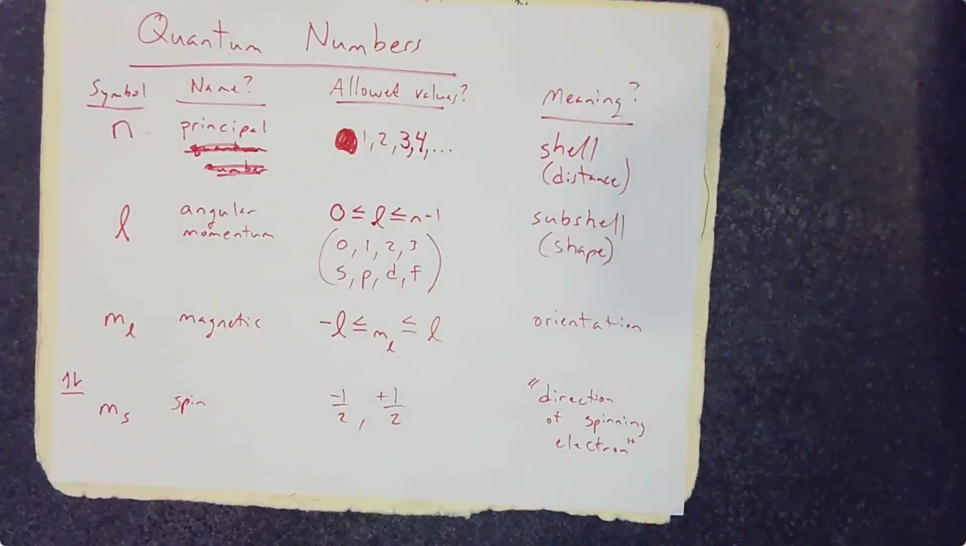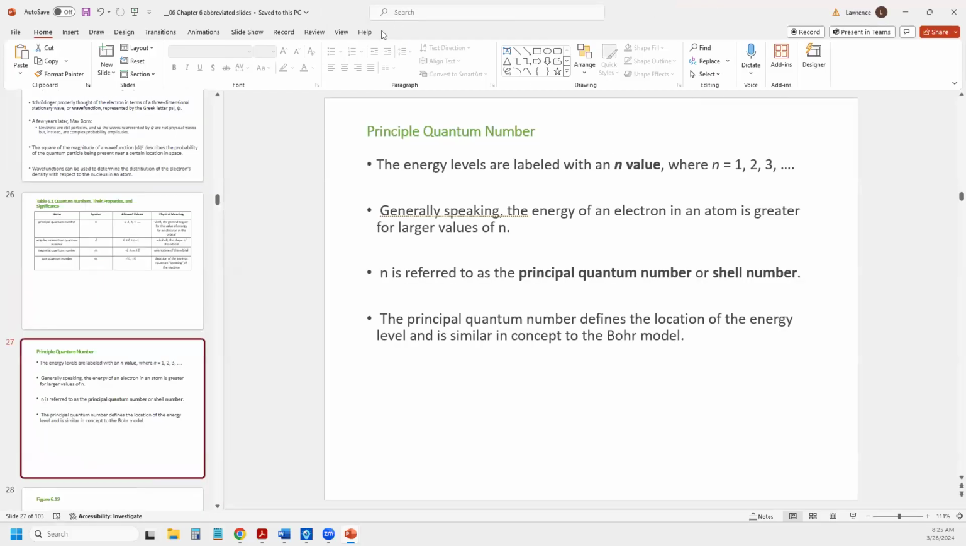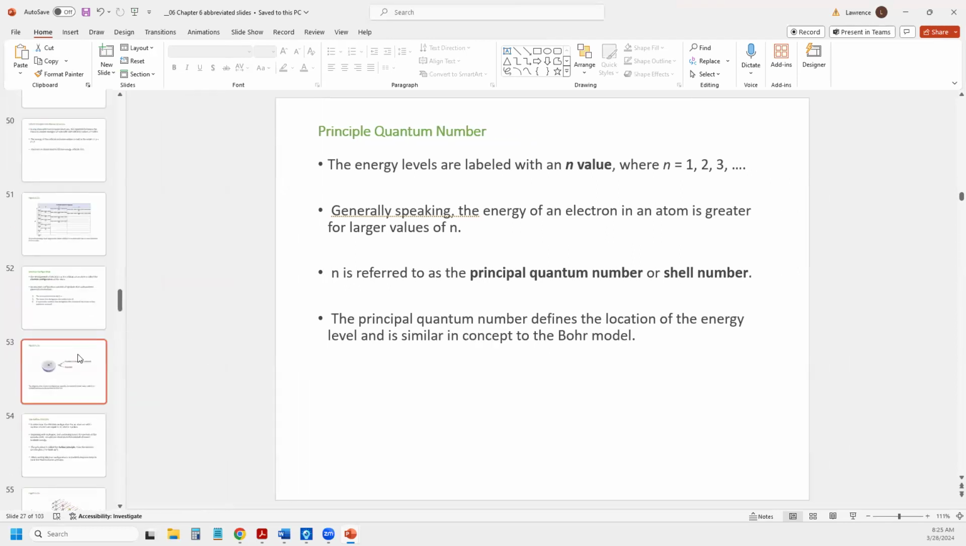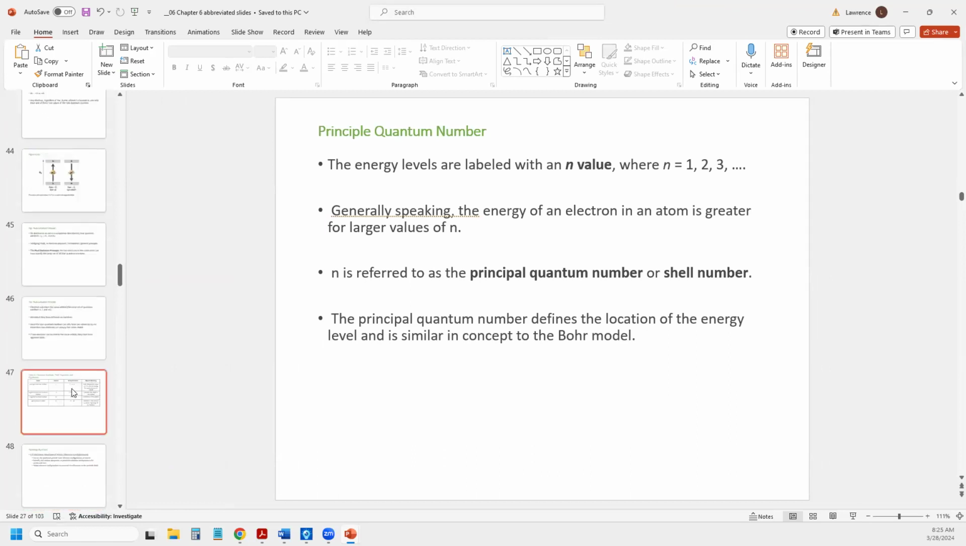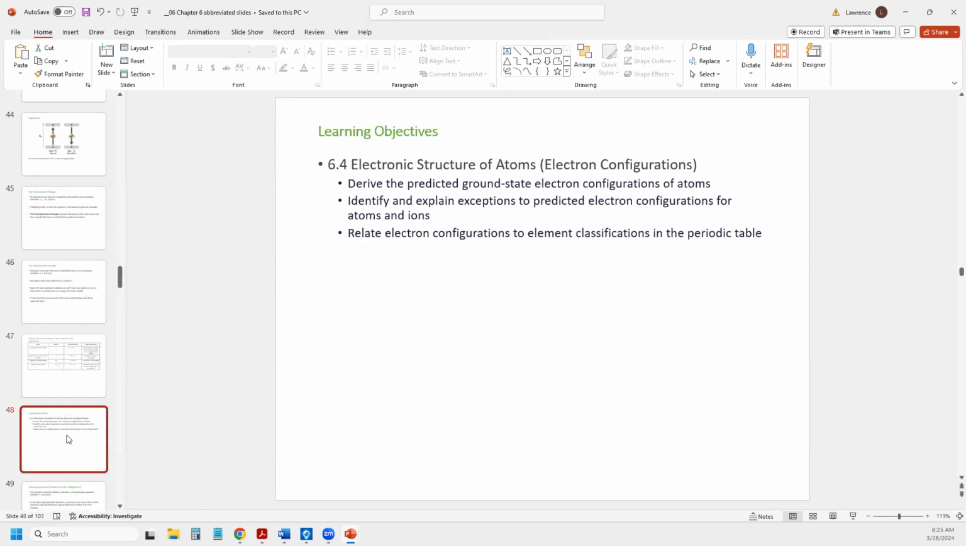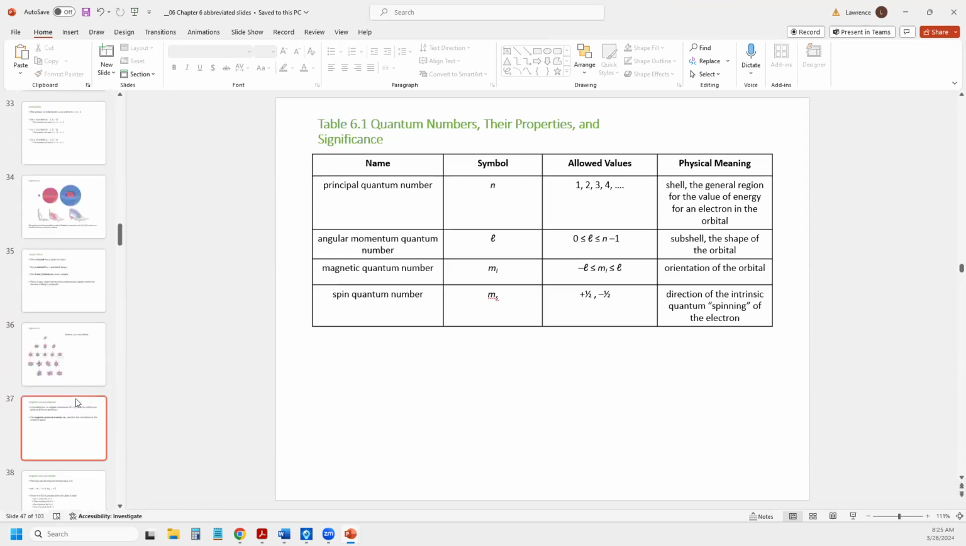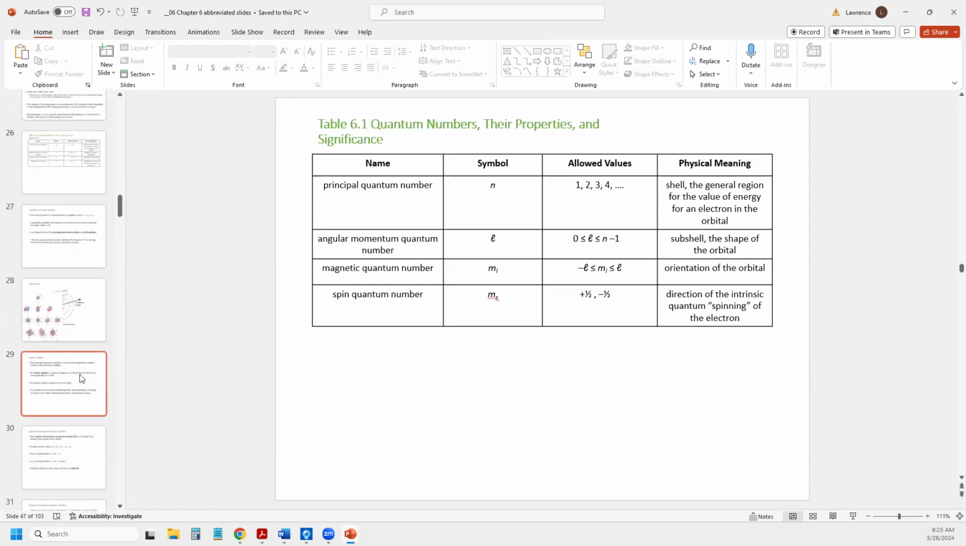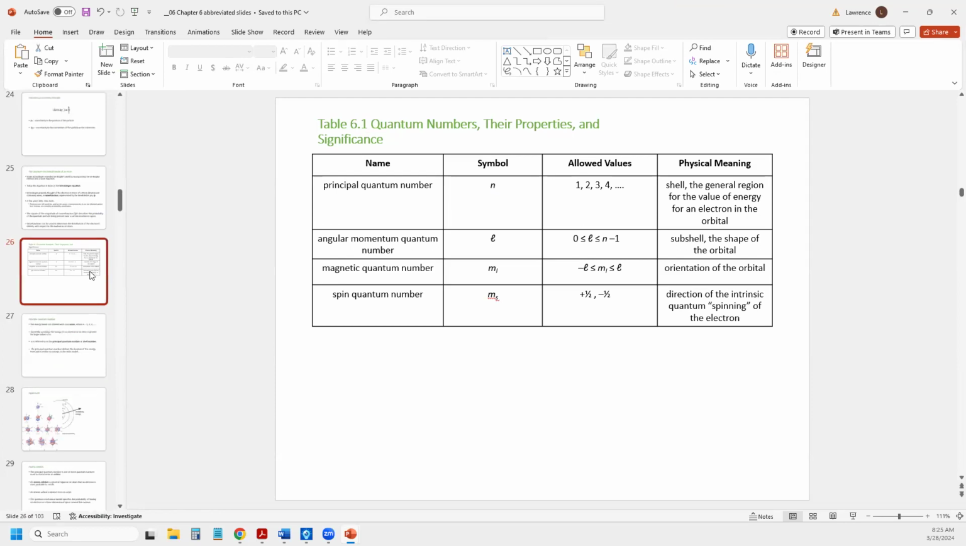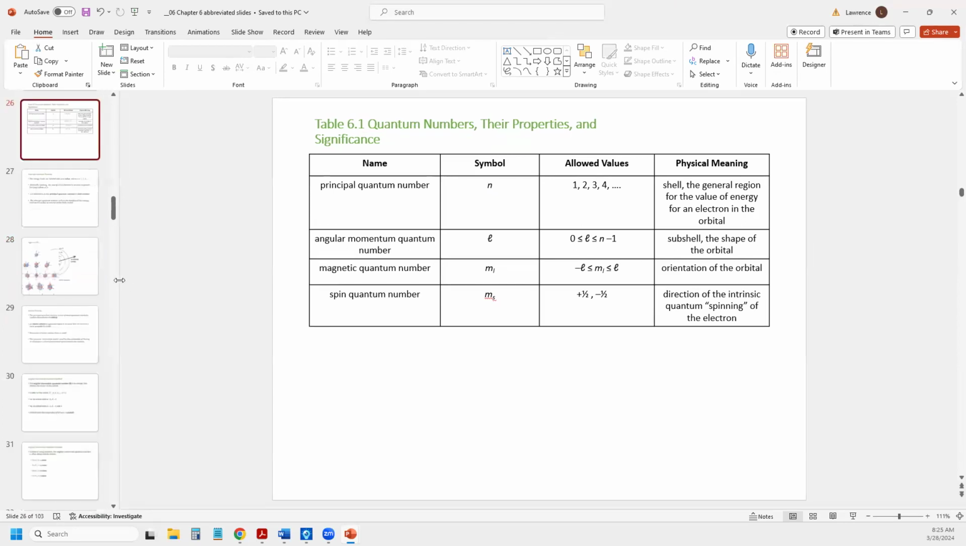That is what we want to be able to do. Let's go ahead and run back through this using the slides, and then we will get into the rest of chapter 6 today. Unless there are questions about this or about the homework or anything. So our quantum numbers, again, we want to be able to generate that table from scratch. So you'd want to be able to generate this from memory.